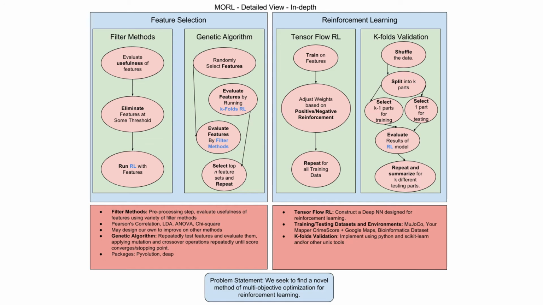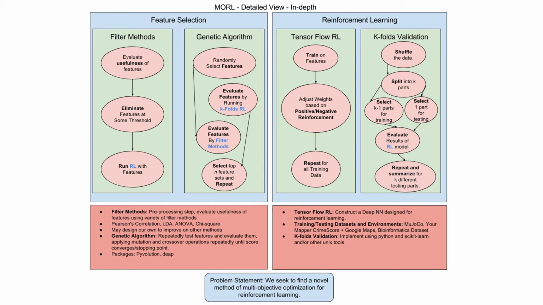And so for the specific implementation details for our filter methods, this will really be a pre-processing step where we will evaluate the usefulness of different features of the data using a variety of filter methods. These filter methods include the Pearson correlation, linear discriminant analysis, ANOVA algorithm, and the chi-square metric, all of which are common statistical methods, but we'll be applying them to this feature selection process. And we may end up designing our own to improve on these other methods if we find that necessary.